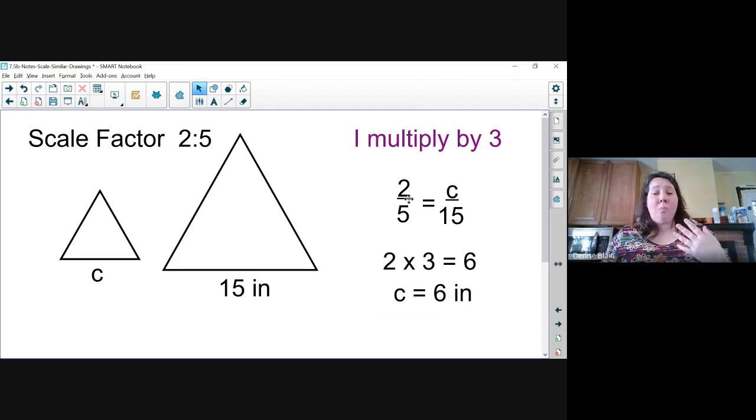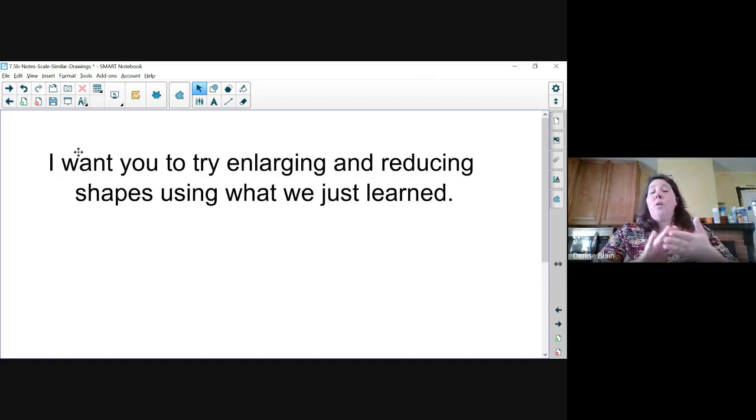I could have also cross multiplied. 2 times 15 is 30. 30 equals 5c. I divide 30 by 5, and 30 divided by 5 is 6. So there's a bunch of different ways that you can go about solving this. Now we've done an enlargement, and we've done a reduction.